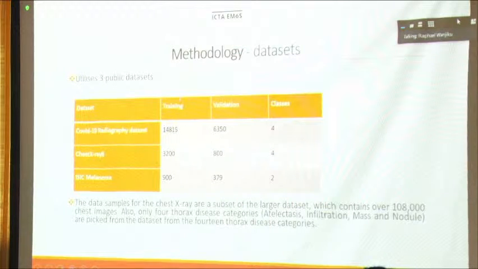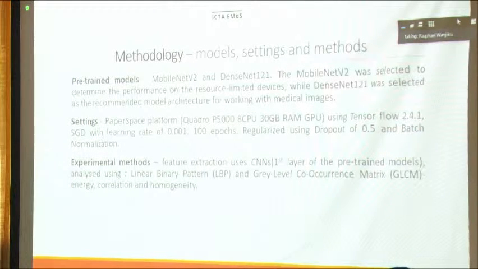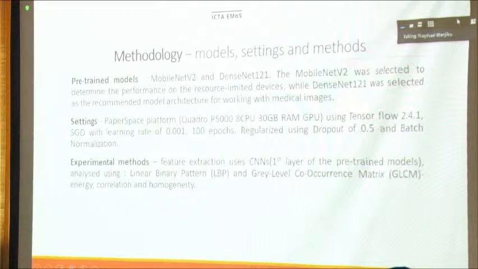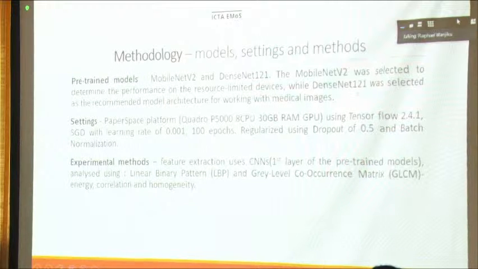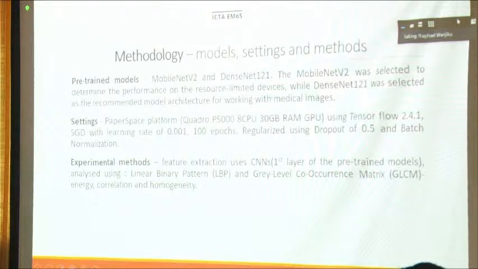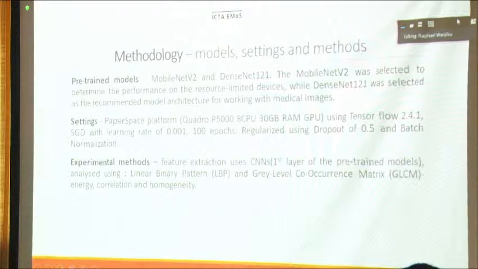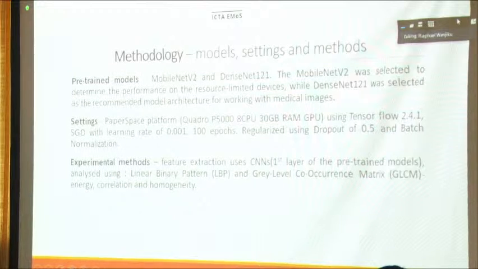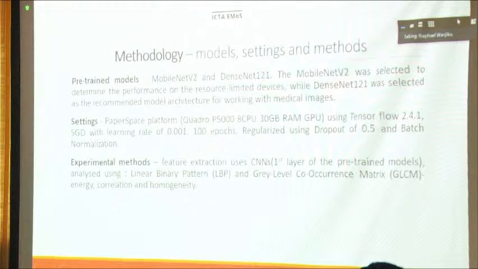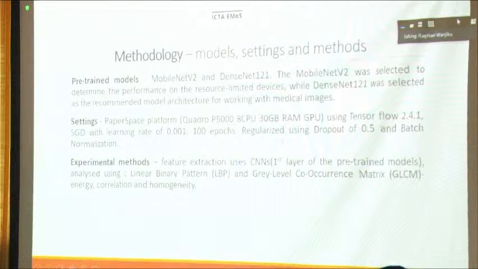For the pre-trained models, we used 2 pre-trained models, MobileNetV2 and DenseNet121. V2 is to enable us to see how that model performs on resource-limited devices like mobile phones. And the DenseNet121 architecture has been commended as one of the best when you're working with medical images. Trained on the Paperspace platform, using TensorFlow with stochastic gradient descent with a learning rate of 0.01, and regularized with a dropout of 0.5 and batch normalization.